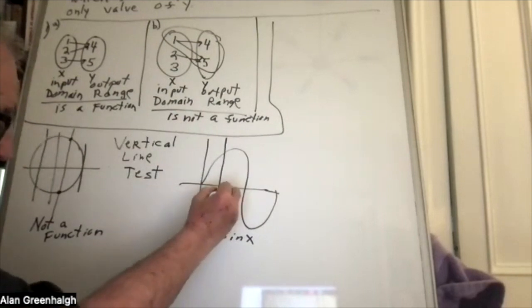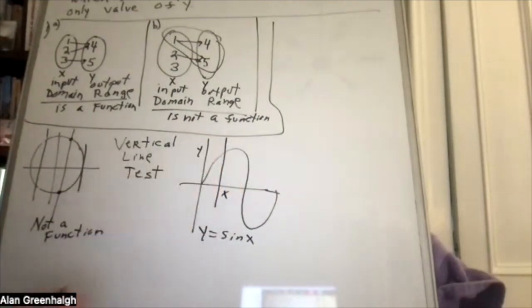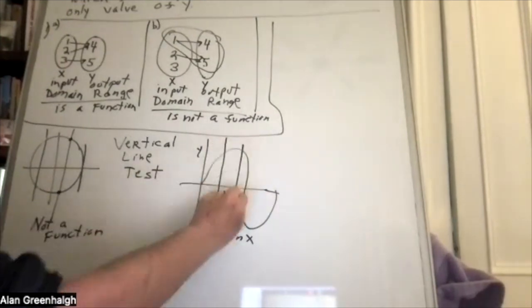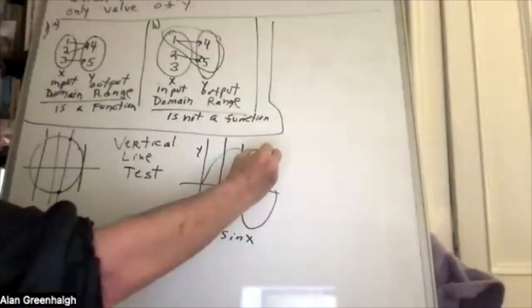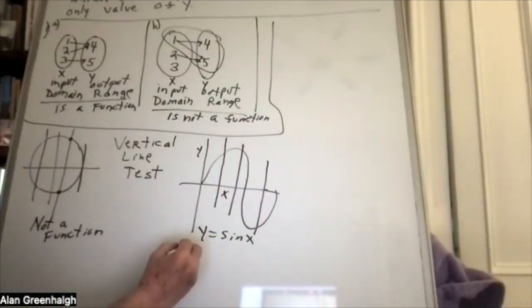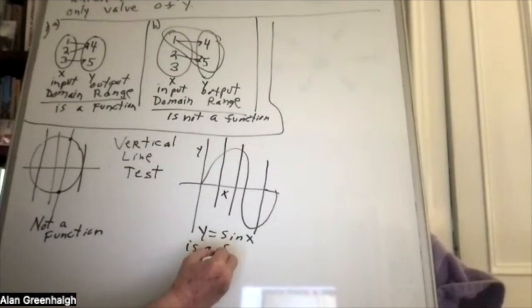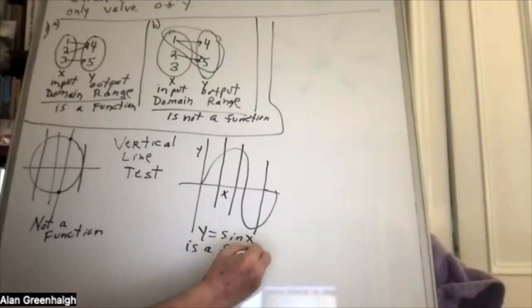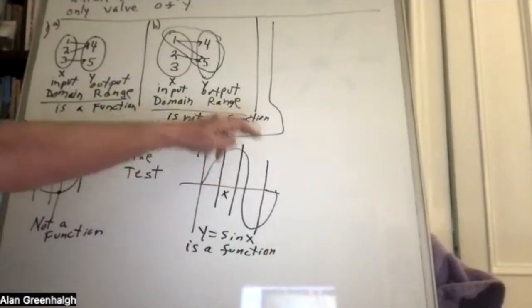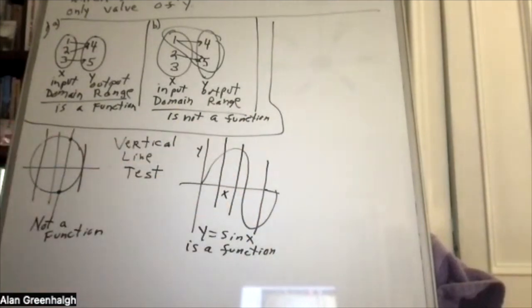These are the X's and these are the Y's. So for every value of X, let's keep doing it. Let's do it over here. Yes, that's good. Let's do it over there. Yes, that's good. So this is a function because for every value of X, there's only one value of Y.